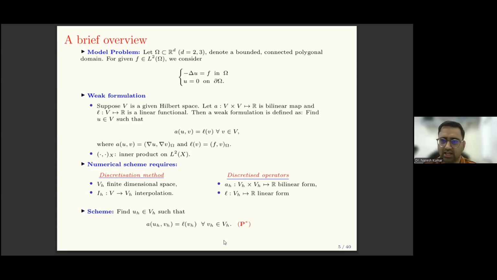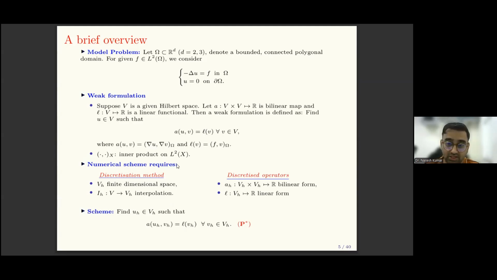Basically, if f is only square integrable, then we cannot find the classical solution, because for the classical solution we need a C2 function. But if f is in L2, then we cannot obtain a C2 solution in the C2 space. So that's why we have to apply the weak variational formulation approach.